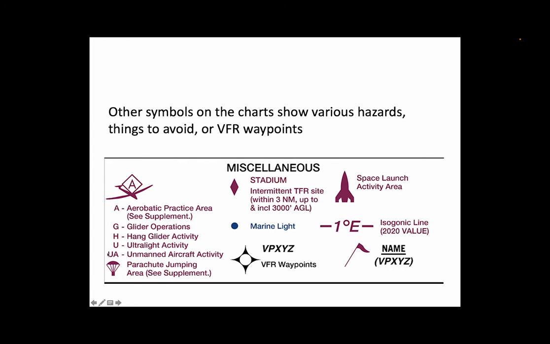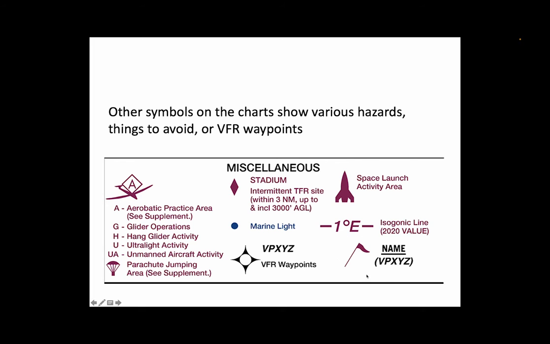Parachute jumping area, again, we've talked about this before, but this is going to be like a skydiving area or something like that where there's folks doing jumping with parachutes. We have a symbol for stadiums, a symbol for marine lights. Here is our visual VFR waypoint. This is like one of those symbols which is at the center of the navigation aids.